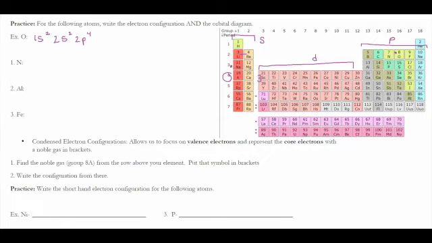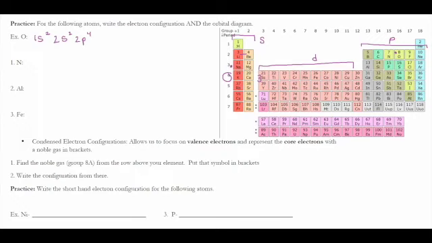So this is following Aufbau's principle, because Aufbau's principle states that each electron is going to occupy the lowest energy orbital that is available. So if you follow the periodic table, you're automatically following Aufbau's principle.